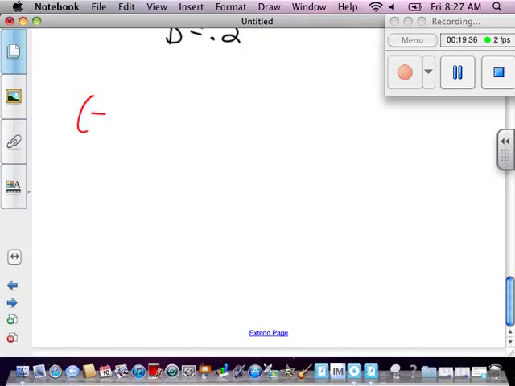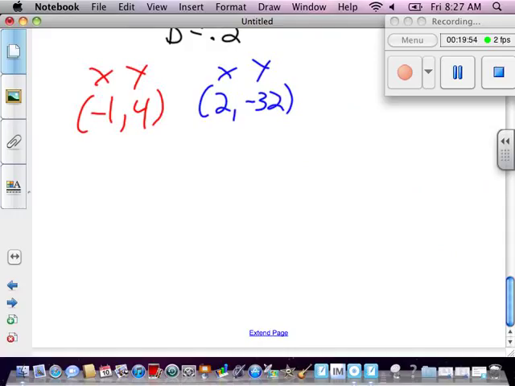We've got (-1, 4) and (2, -32). So, first step is we label. Second step, we make 2 equations and plug them in. Remember, it's ab to the x. So 4 equals ab to the negative 1, and negative 32 equals ab squared.